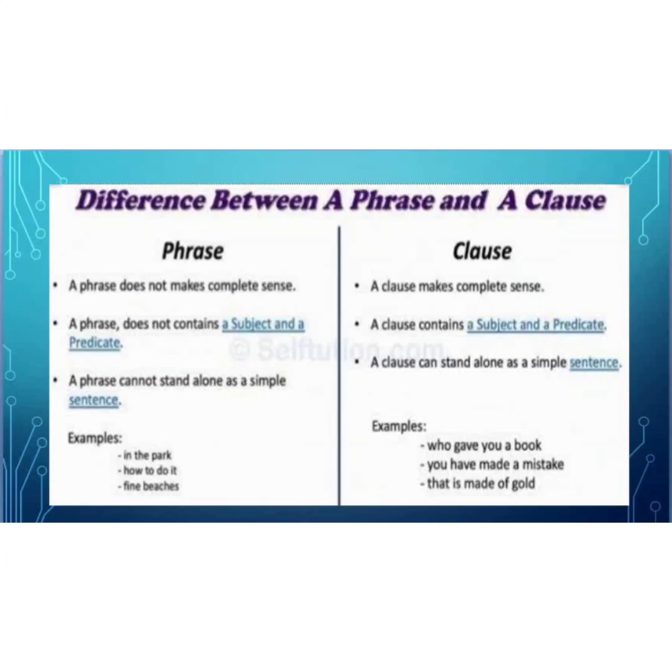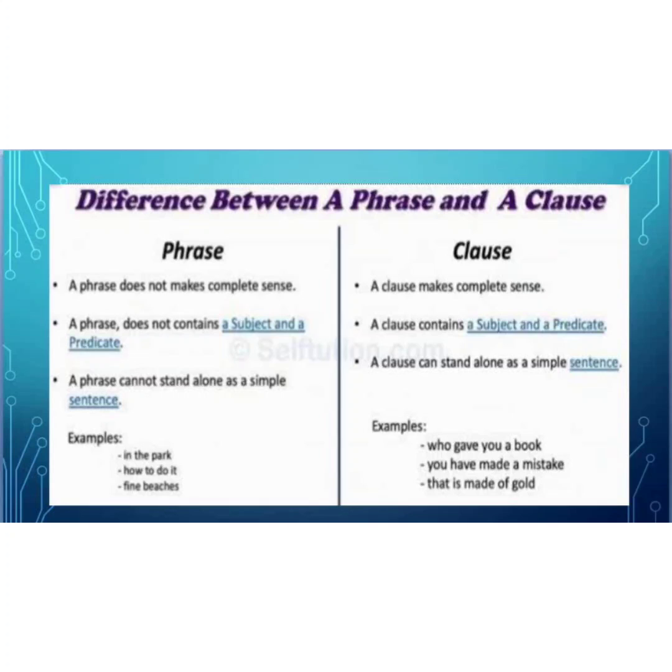The subject-verb combination is not seen in the phrase, while a subject and predicate appear only in clauses. A phrase cannot stand alone because this is merely a group of words, so this is not a complete sentence, so it can't stand alone and give us a complete meaning. You can see it with the help of these examples: in the park, how to do it, and find beats. All these are merely groups of words and these are not giving us a complete thought and meaning. While a clause can stand alone as it is a simple and complete sentence.